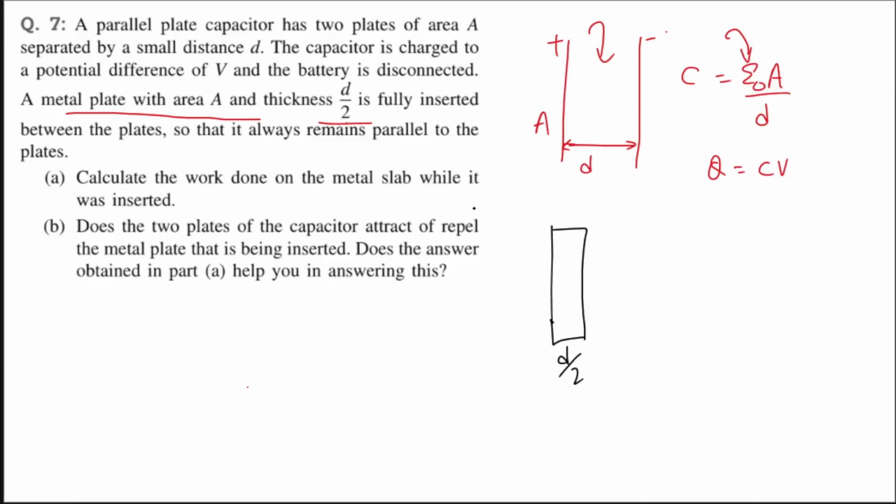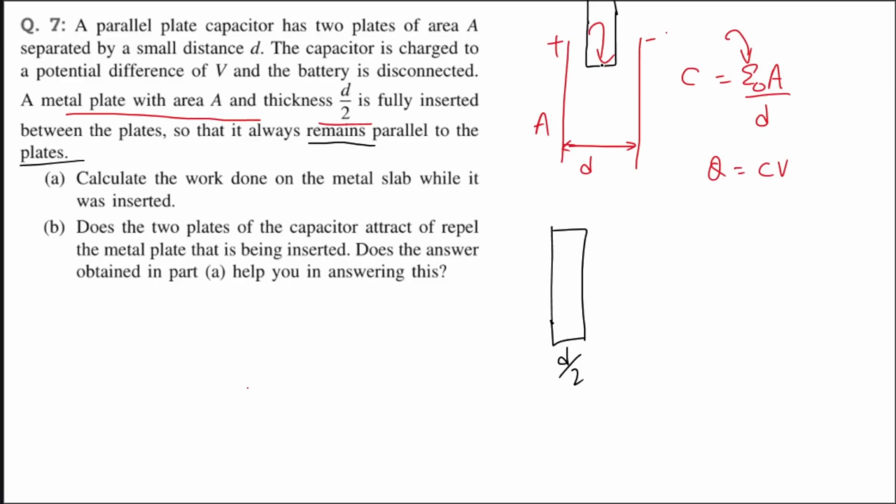And this is getting fully inserted between the plates so that it always remains parallel to the plates. So it is getting inserted somewhat like this. Calculate the work done on the metal slab while it was inserted. So we really need to look carefully at what will happen if you insert metallic things in the space between the plates of a capacitor.